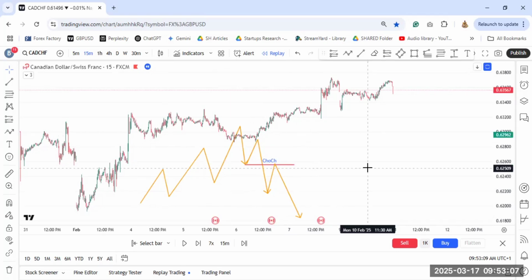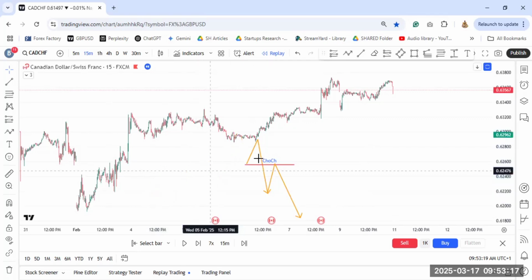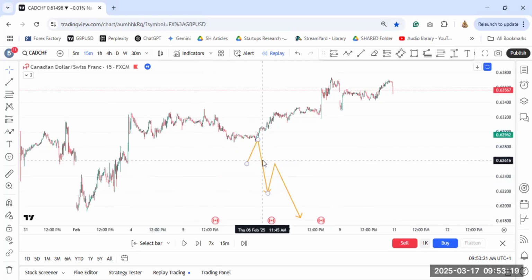Now, I have explained this with an illustration. Let me show you in reality. Okay, now we have this market over here. I'm going to delete this for clarity, just for our chart to be clean.